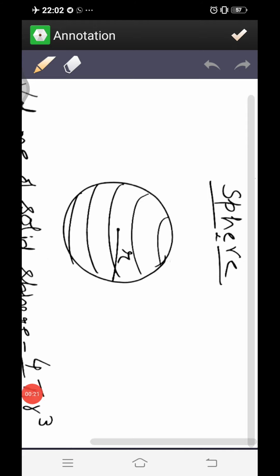First of all, let us see what a sphere is. A sphere is a figure formed by revolving a semicircle about its diameter. If we revolve a semicircle about its diameter, the solid figure formed is called a sphere. Then half of the diameter is called the radius, as we know.